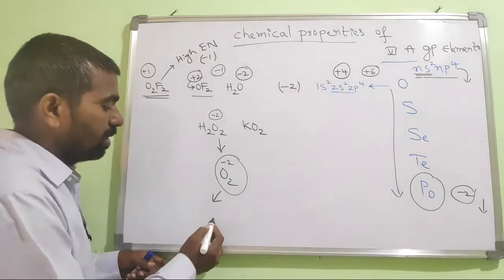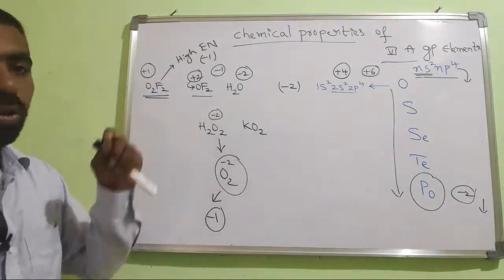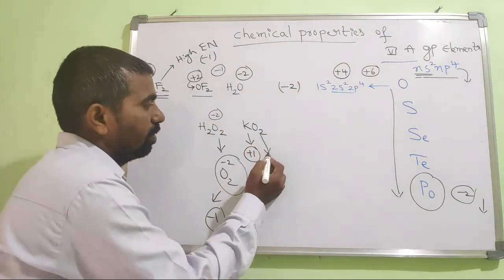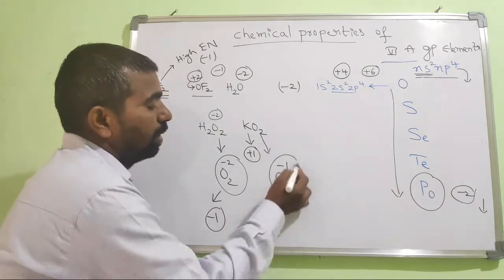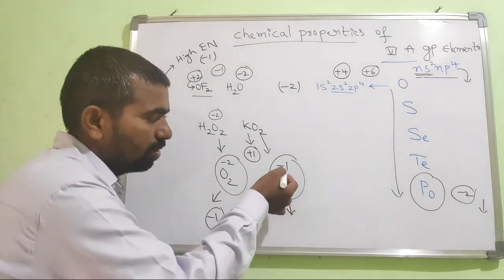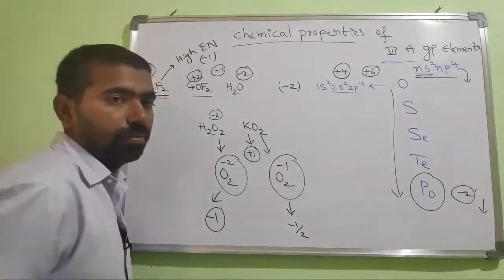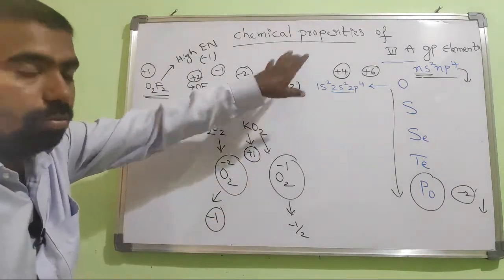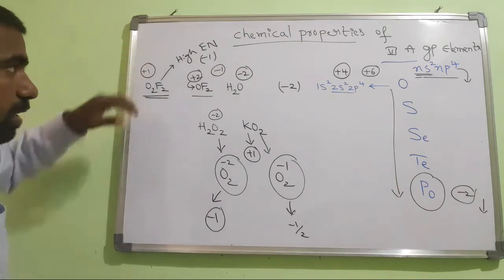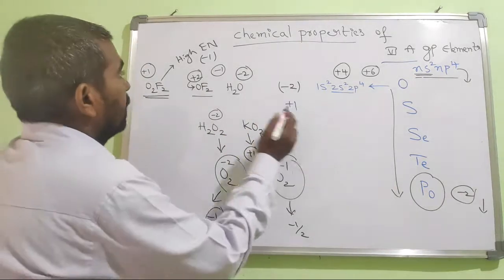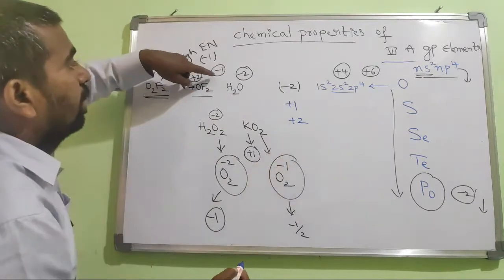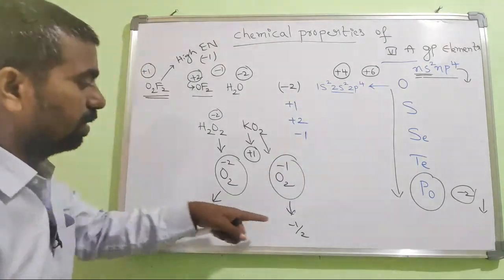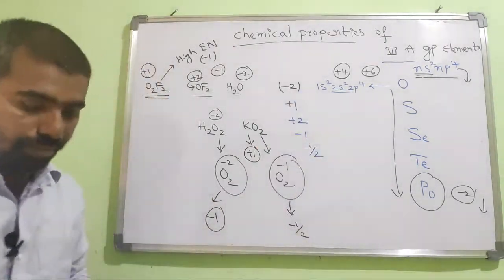That means each oxygen must exhibit -1. In KO2, potassium belongs to group 1A and exhibits +1, so the oxidation state of O2 is -1, and each oxygen has an oxidation state of -1/2. So on this basis, oxygen, other than -2, exhibits +1, +2, -1 and -1/2 oxidation states.